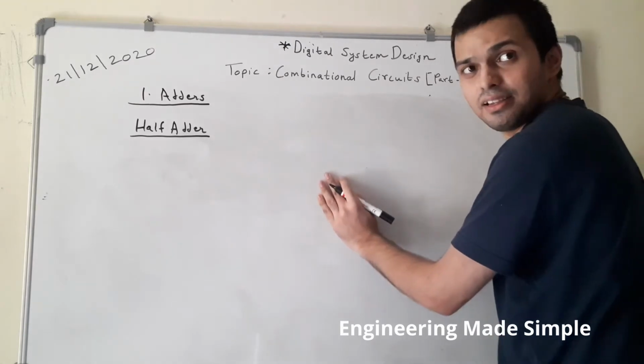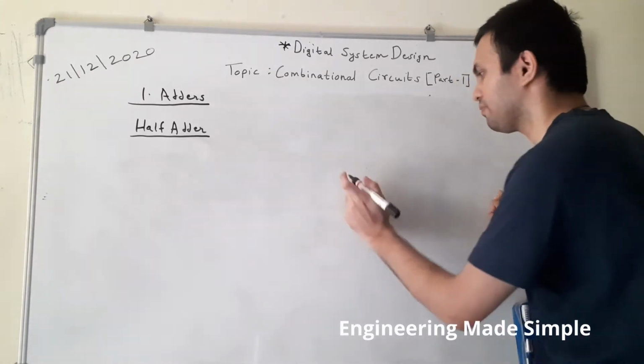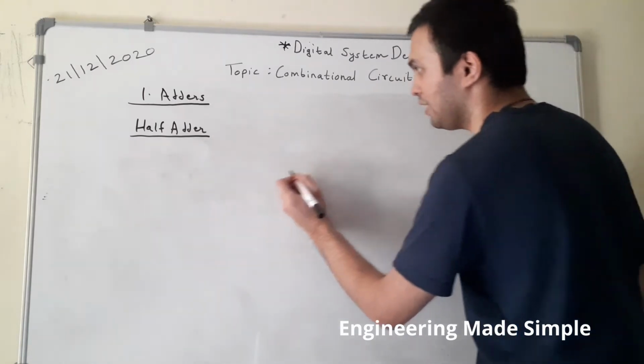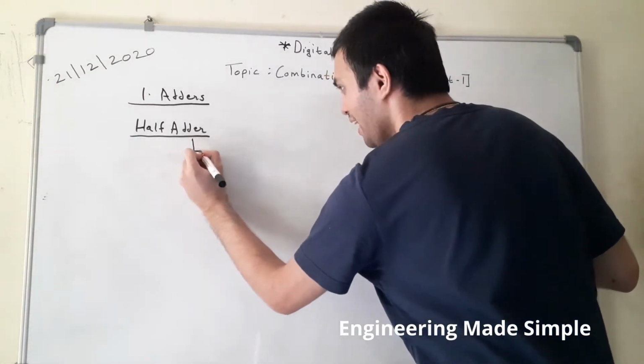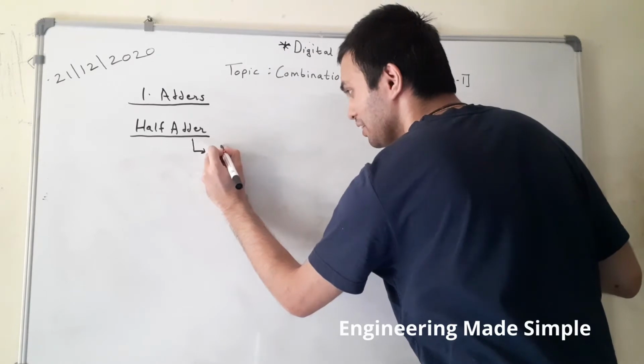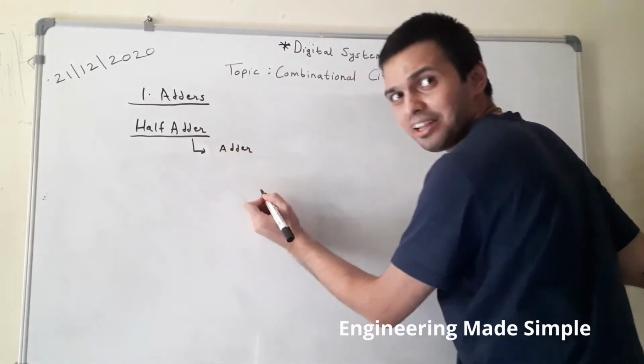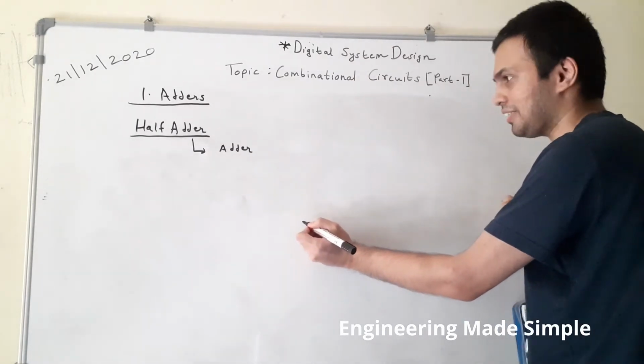So now in adders, we will study half adder. We will first start with the generalized block diagram of half adder. Now remember one thing, what is a half adder? A half adder is nothing but an adder circuit. Now what is the meaning of adder? It will add 2 bits because it is a digital circuit.